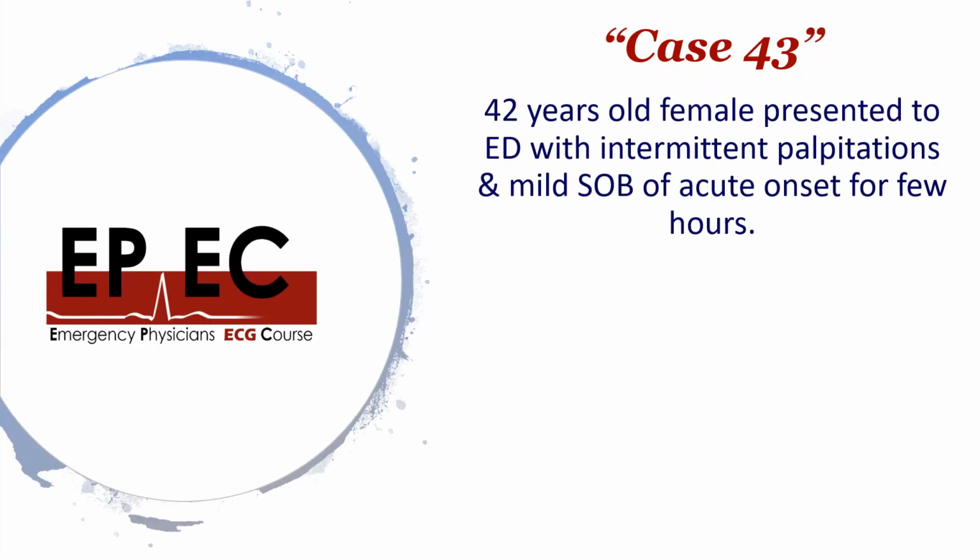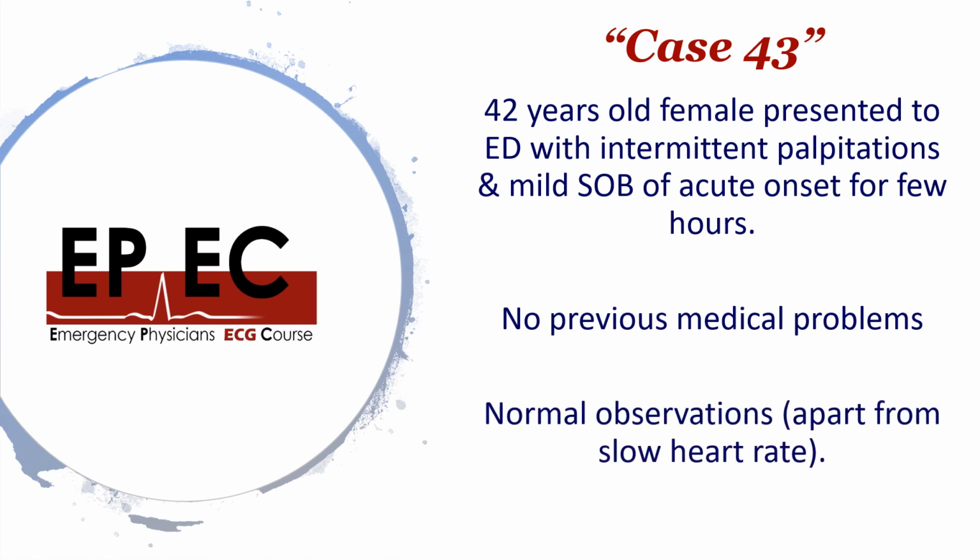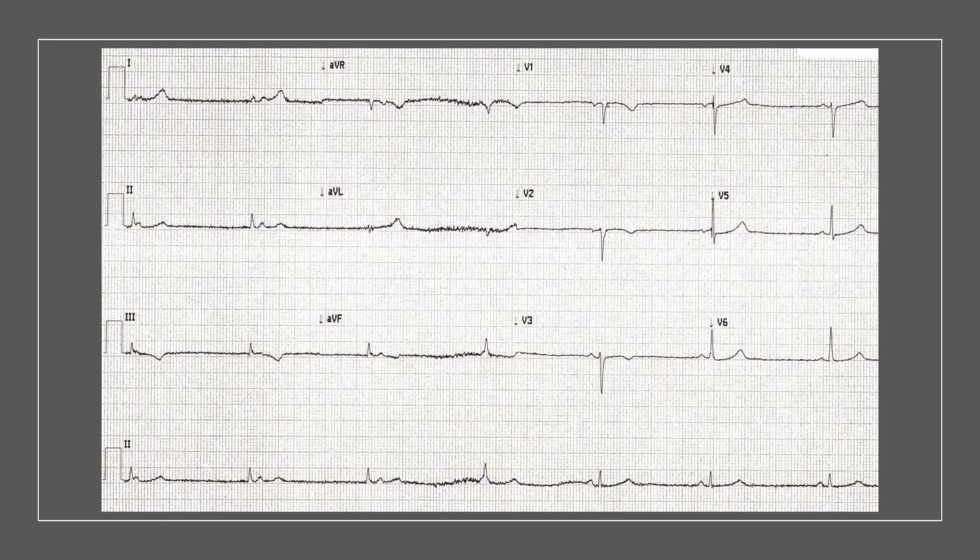So the case that we're going to talk about is a case of a 42-year-old lady who presented to ED with intermittent palpitations with mild shortness of breath of acute onset for a few hours. There were no previous medical problems with her, and her obs were all okay apart from that she's got a slow heart rate, and this was her ECG. So this is an ECG that we've discussed in case number 43, and let's go through it again.